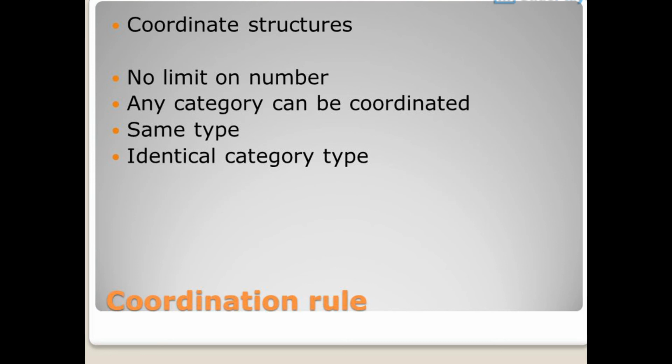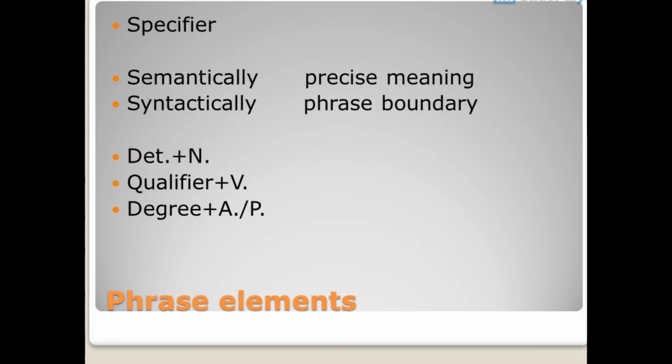Coordination rule. Coordinate structures: no limit on number. Any category can be coordinated, but the elements must be of the same type, an identical category type. Phrase elements: specifier, which gives semantically a more precise meaning.